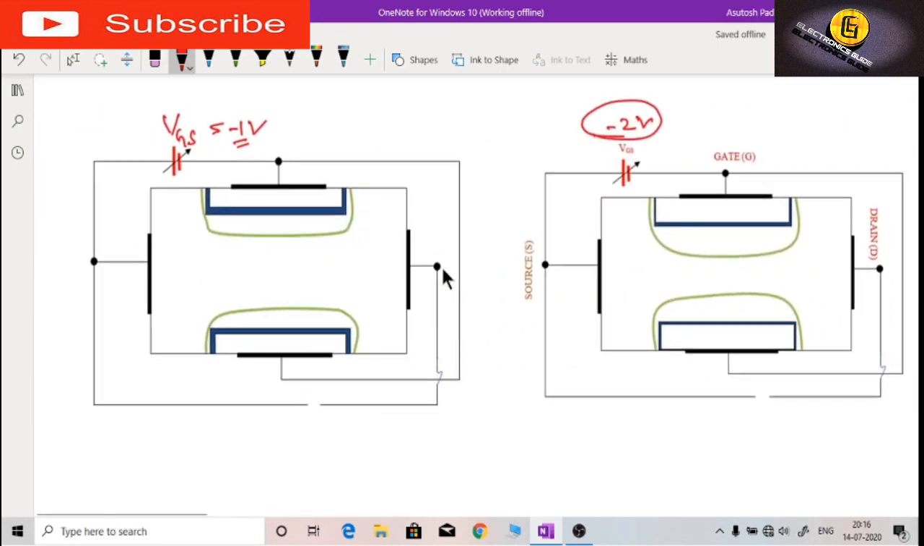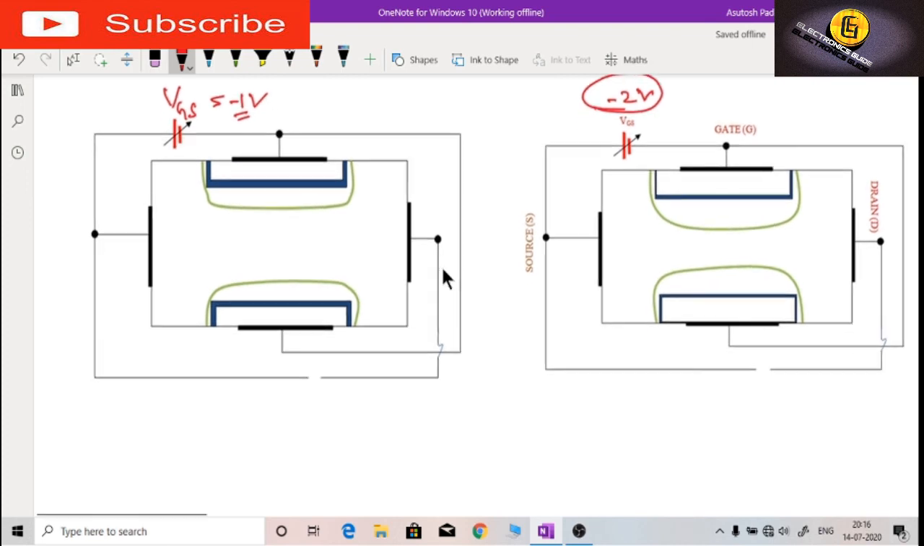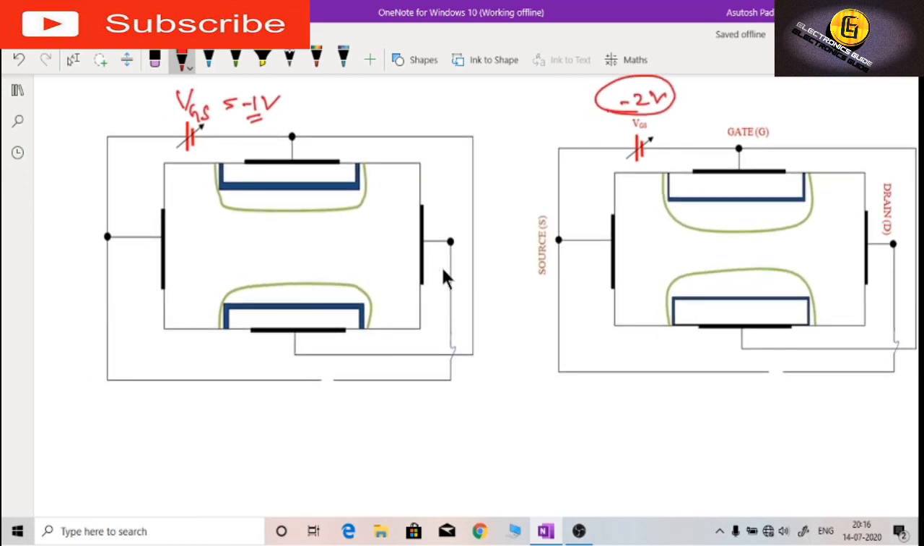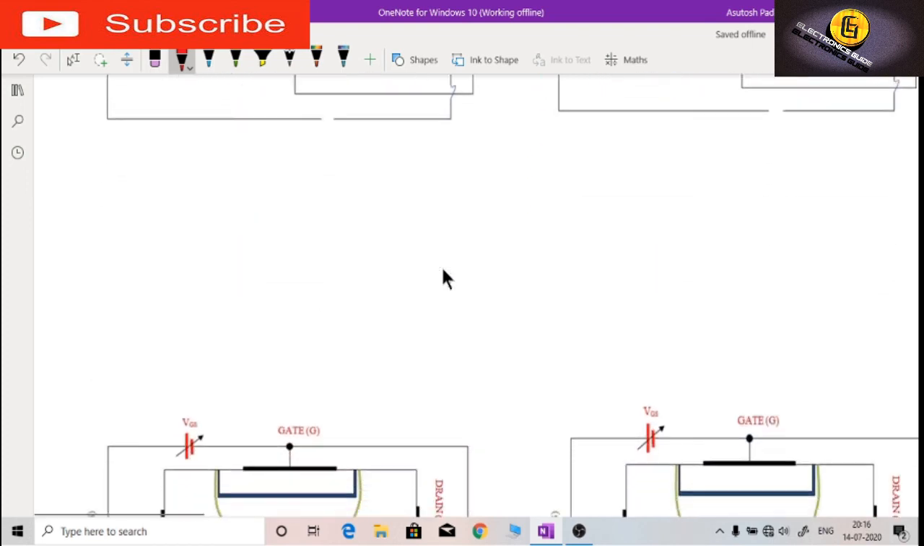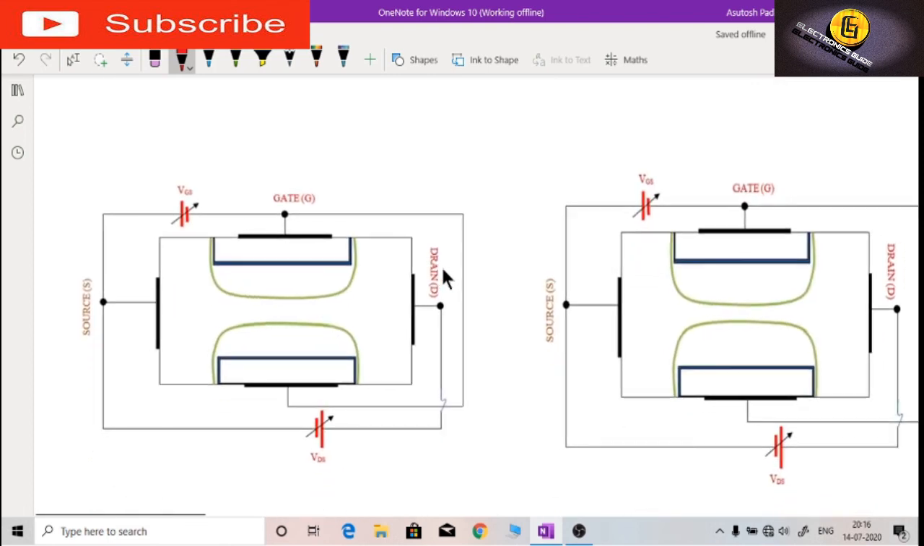Now, if I apply VDS in all 4 figures, then current will flow, but the current value will be less than the previous case, that is VGS equal to 0 volt. That means the rate of increase of current will be less than the previous case. The slope is decreased now.